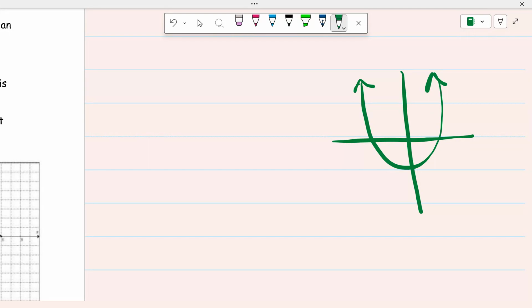Then we're going to have to restrict the domain so it does become a function. But that will be towards the end of the lesson. We're going to start easy peasy to begin with.